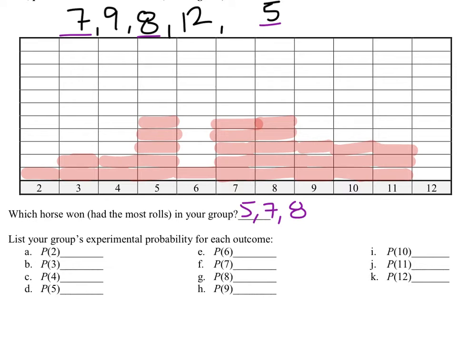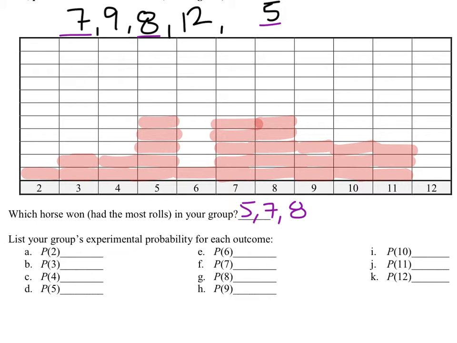So what we did on this is an experimental, because we actually threw the dice, and then we added these up to make an experimental probability. That's why these are considered experimental probabilities. And now we will find each of them.